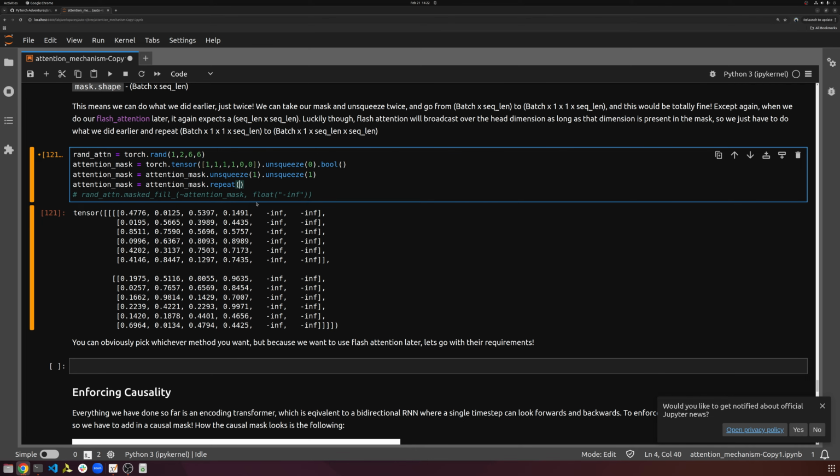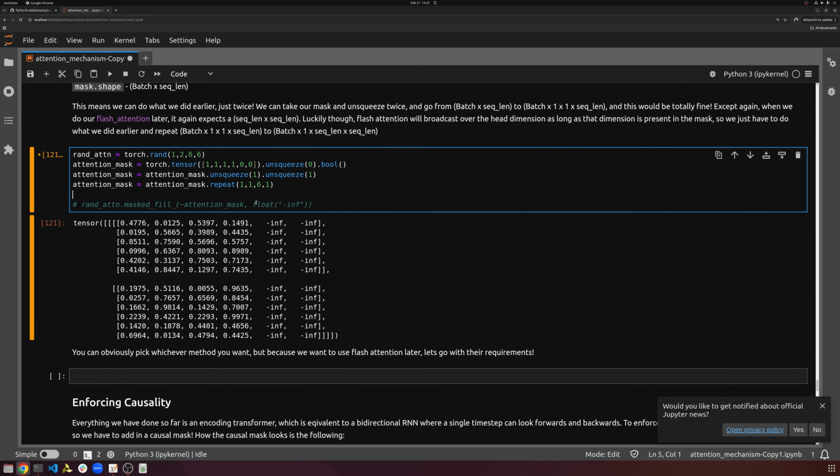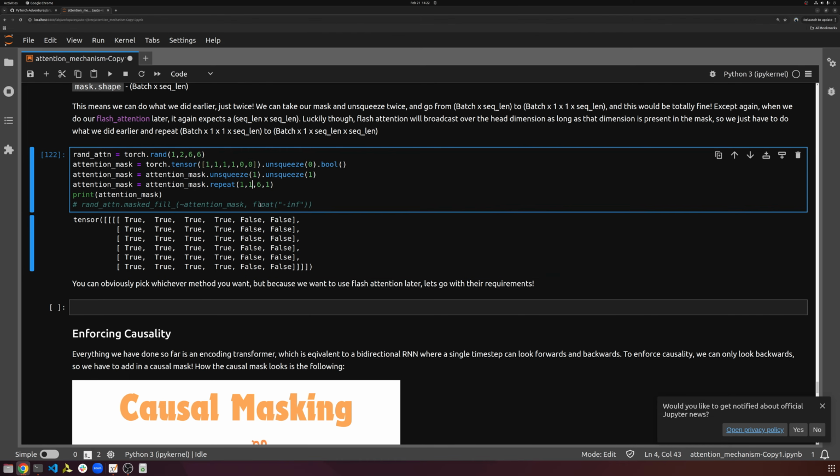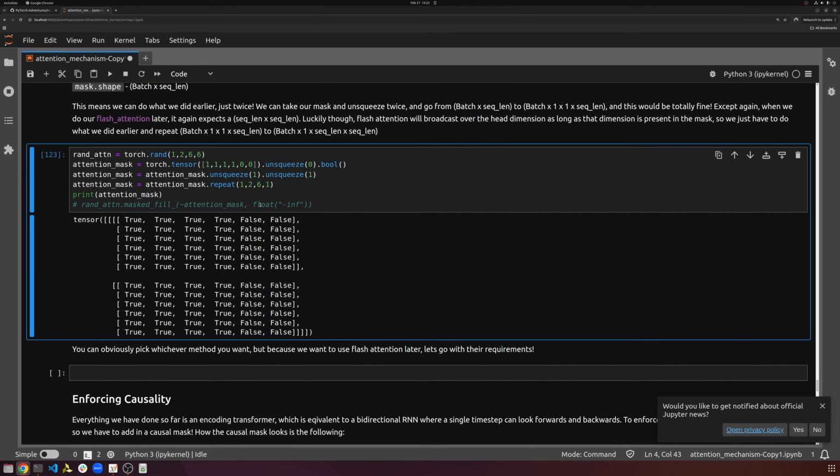And remember, this is right now a 1 by 1 by 1 by 6, right? That's the dimension. So we're going to leave this as a 1 by 1. We're going to repeat 6 times on that last one, and then leave this as 1. So print attention mask. And there we go. We have all of this. This should look very familiar. If we had repeated on the head dimension as well, then it looks exactly like what you'd expect.